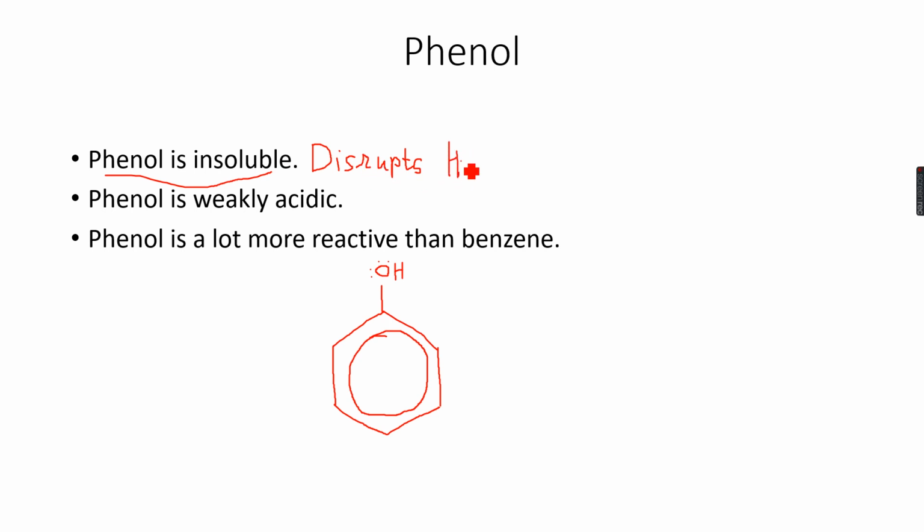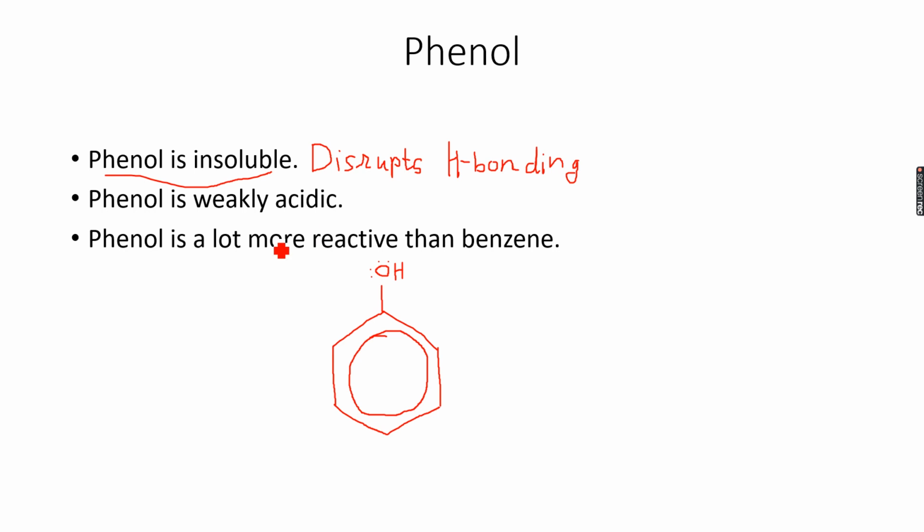It disrupts the hydrogen bonding, because the size of benzene is greater than the size of this OH group, so it disrupts the hydrogen bonding between this OH group and water molecules. So phenol is insoluble in water.